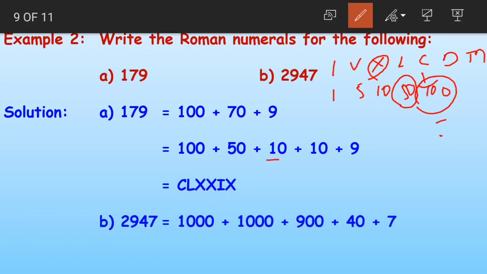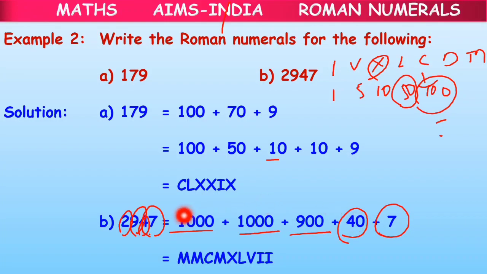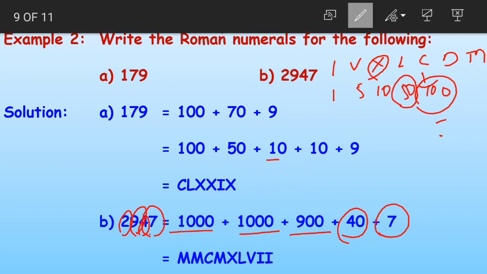The next question, 2947. Again, we are expanding the number. 2000 is written as 1000 plus 1000. Then 900. 4 is in the tens place, so it is written as 40. Then lastly we have 7. Here 1000 is written as what? In Roman symbols, M stands for 1000. We have 2 thousands here, so we wrote 2 M's here. Okay, children, 1000 plus 1000 means MM.